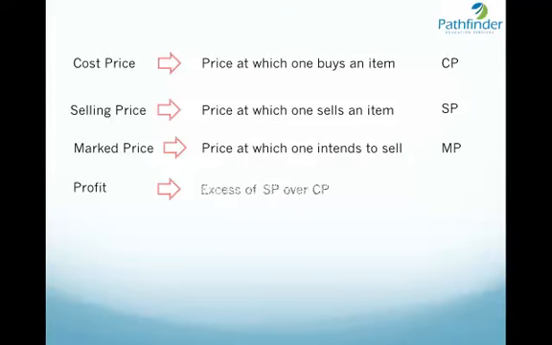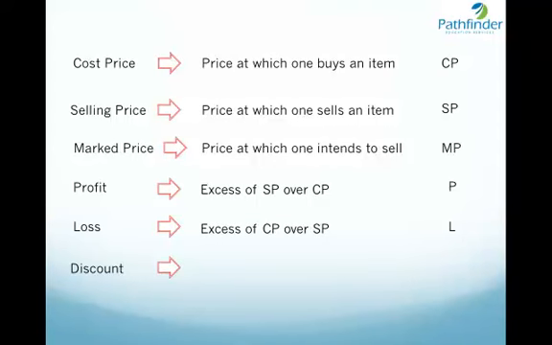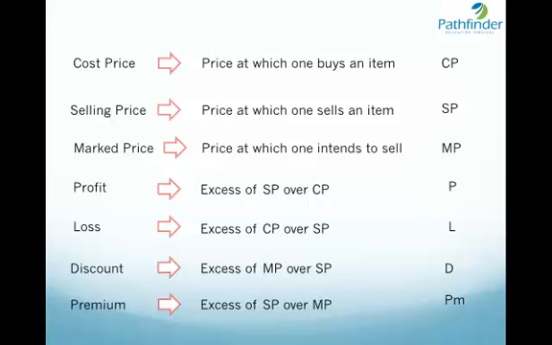Profit is the excess of selling price over cost price, represented as P. Loss is the excess of cost price over selling price, represented as L. Discount is the excess of mark price over the selling price, represented as D. And premium is the excess of selling price over the mark price, represented as PM. Now, before you proceed, you must know all these definitions very well. Let us look at the first basic concept of profit and loss.